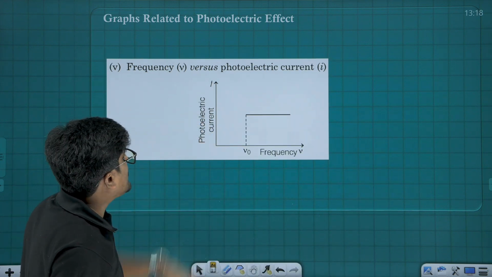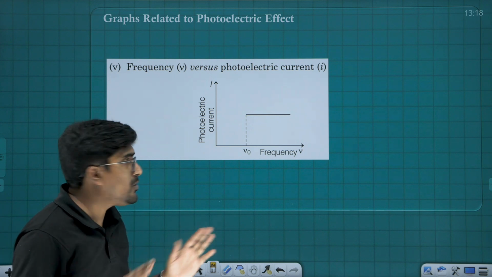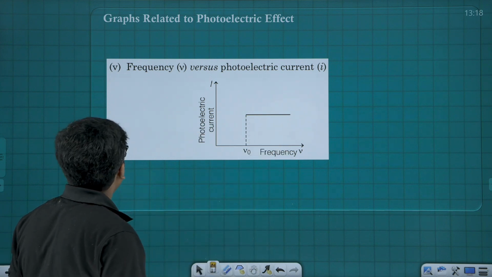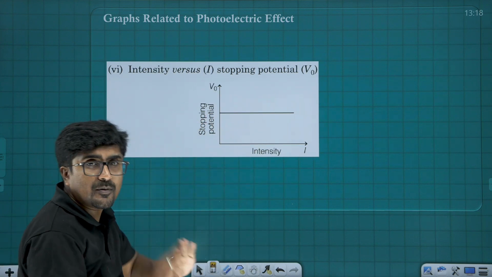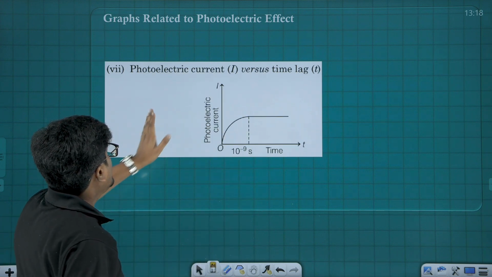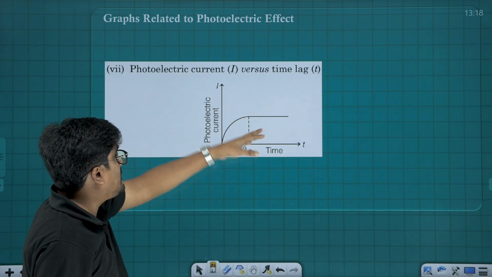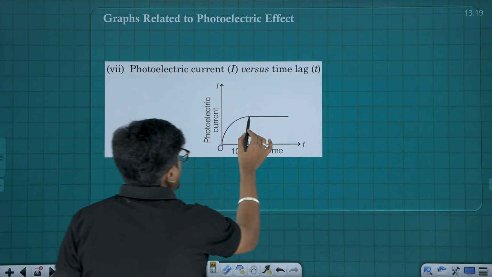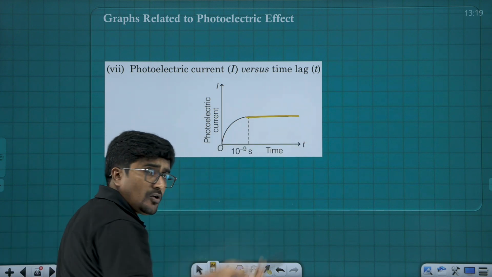Next is the frequency versus photoelectric current. It has no relation, that's why it's a straight line. Next is intensity versus stopping potential. Again, not connected at all. You can see it's not depending at all. Next is photoelectric current versus time lag. Initially it is increasing, and after that it is not affecting at all.